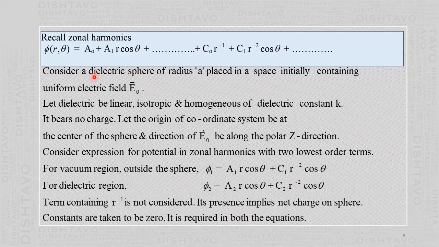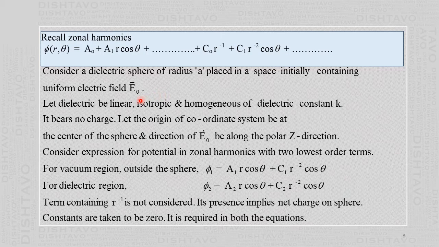Then we take a dielectric sphere of radius A, and initially let us say that the electric field is uniform, vector E naught, and let us say that it is along the direction of the z axis. Then you keep this dielectric sphere of radius A inside that uniform electric field, and as we have seen in the previous slide, the field gets distorted.